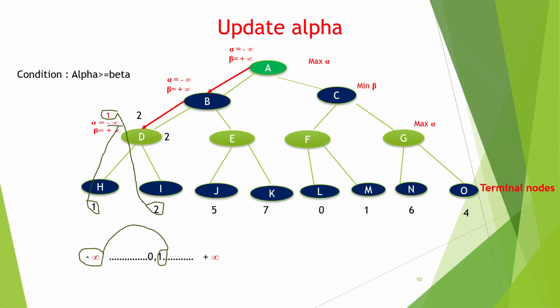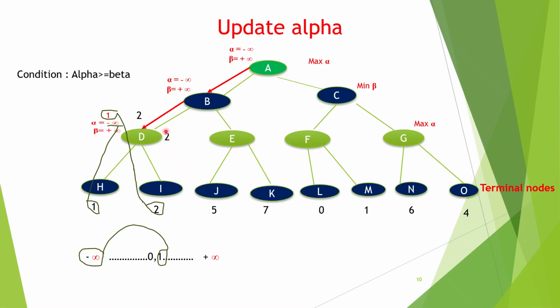1 is the maximum, right? So put 1 here. Then compare this 1 with the utility value of node I. What is the value of node I? 2. 1 and 2, which one is maximum? 2. So put 2 here. So now the node value of node D is 2. Put the node value of D also as 2.